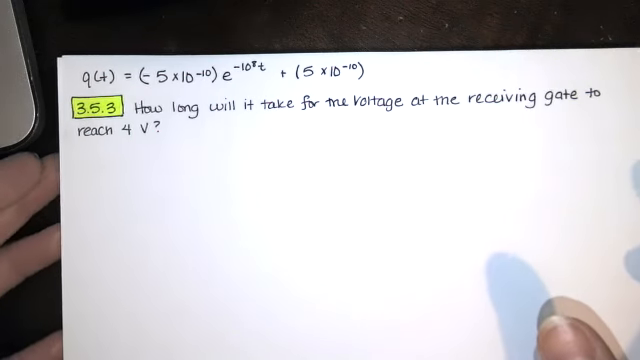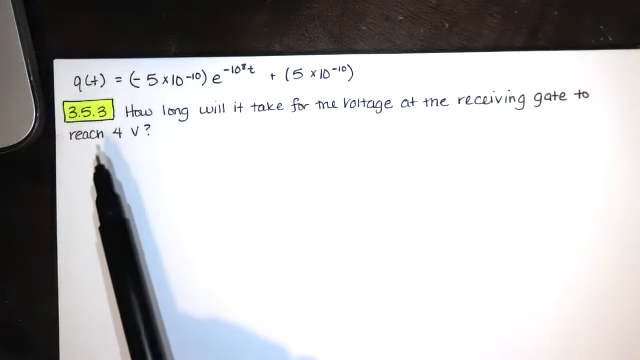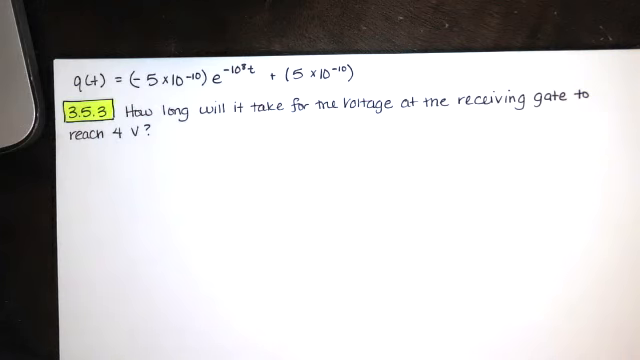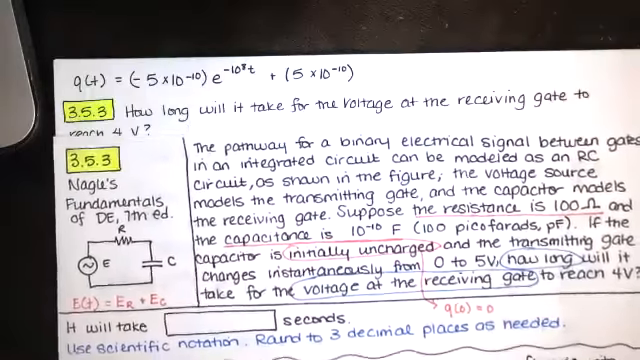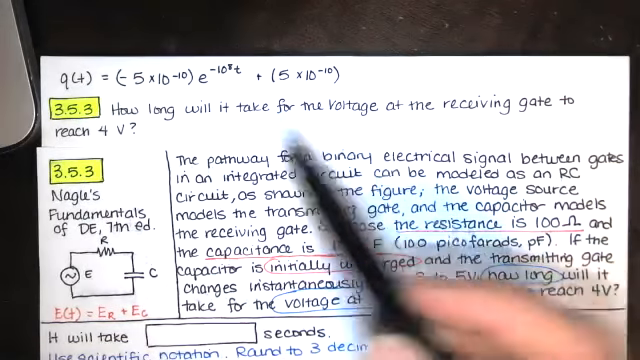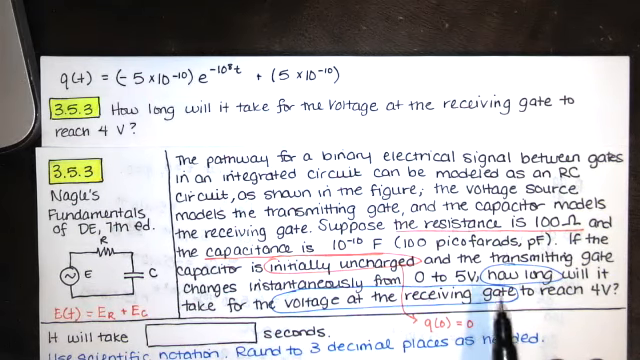In this video, we use the solution to the initial value problem we found in the last video to answer the question posed in problem 3.5.3 from Nagle's Fundamentals of Differential Equations, 7th edition. So in the last video, we solved the IVP. We found this charge as a function of time, but we didn't answer this question.